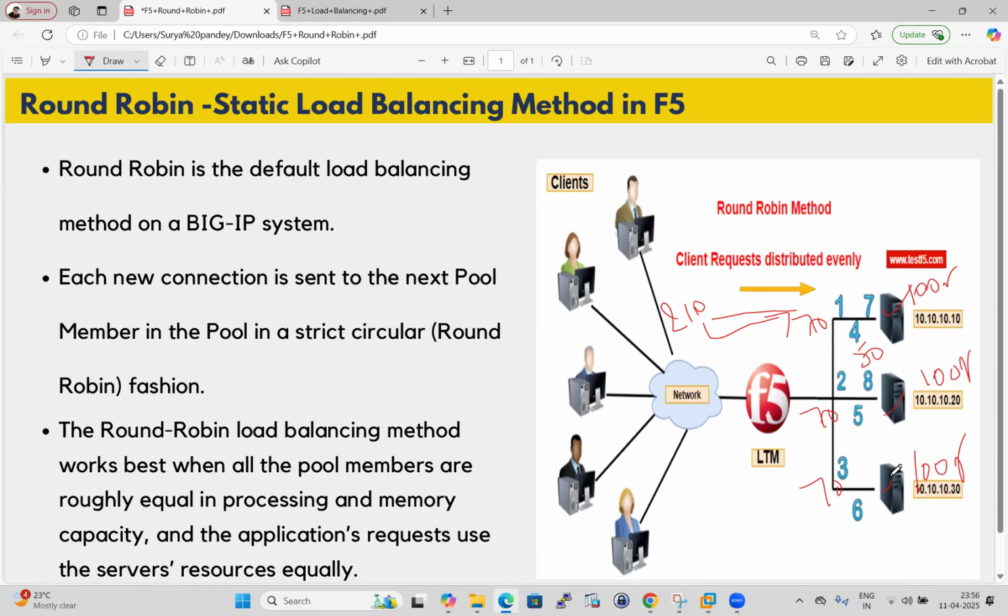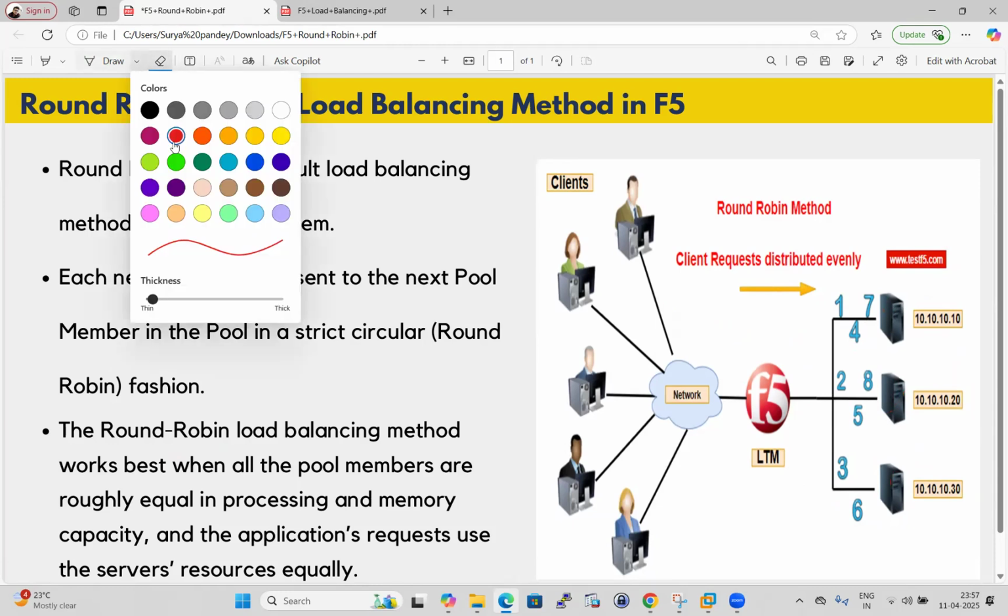This is the work of load balancing, and this is how F5 does the work. Every load balancer does load balancing, and F5 does it securely as well. This is one use case. Let's consider another example, then we can understand why F5 is the market leader and why the load balancing method is important.